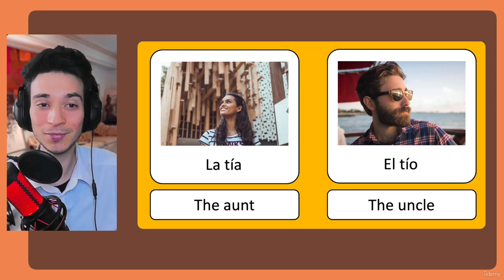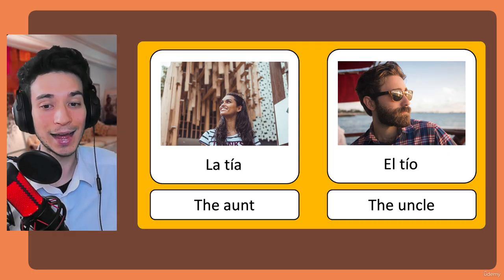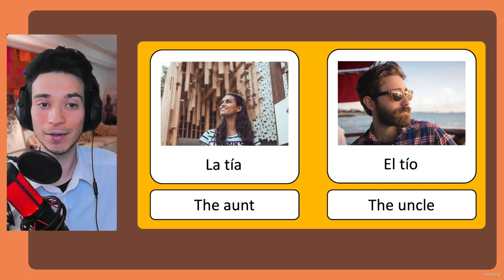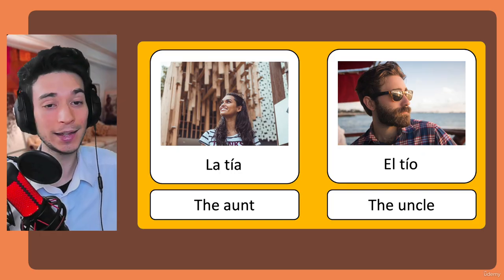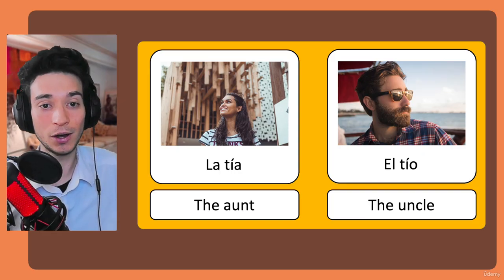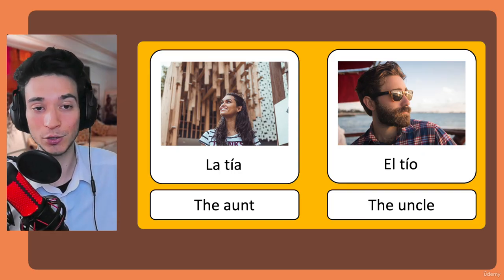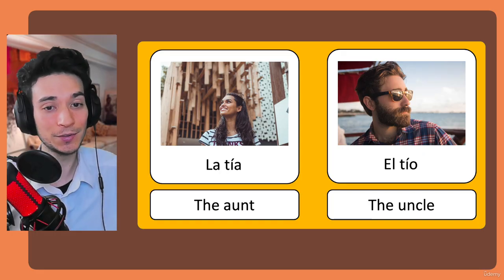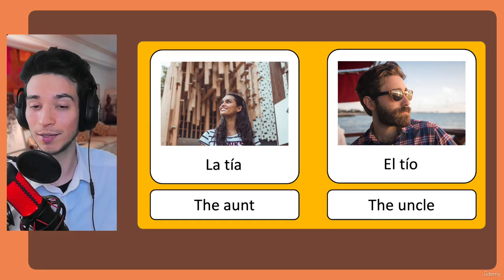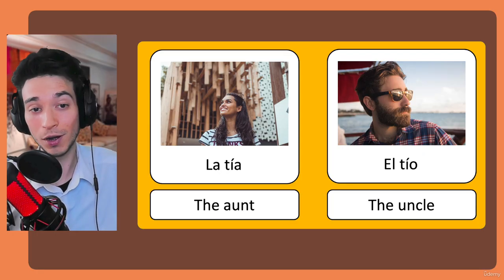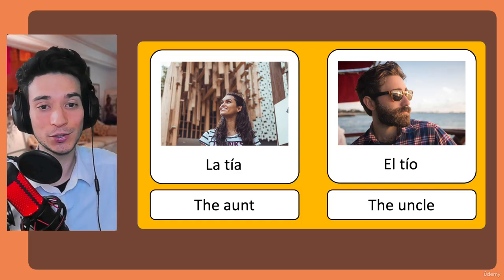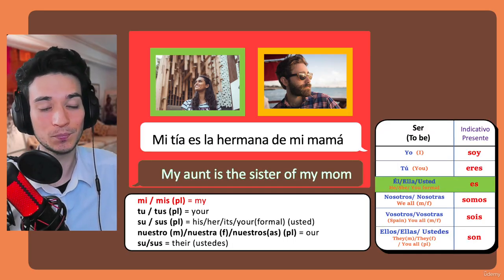Okay. And the next one we have is la tía, the aunt. And for masculine, we have el tío, the uncle. So similar to the other ones, tía, A, aunt. Tío, O, uncle. Okay, let's try the first example.